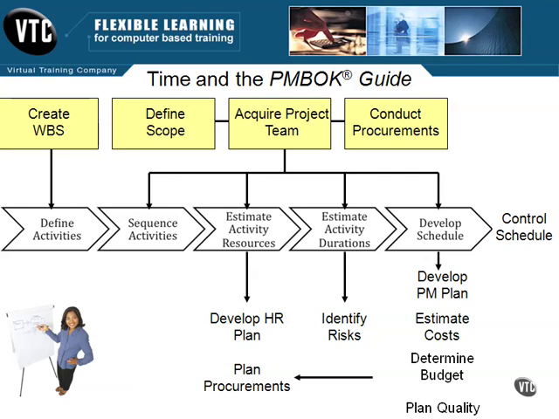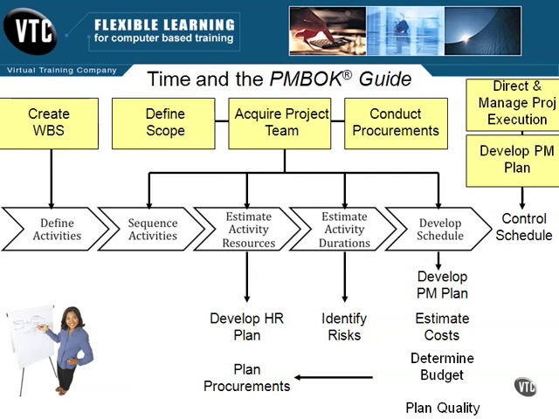But there are two processes that will provide important information to the control schedule process: the direct and manage project execution process and the develop project management plan process. The direct and manage project execution process provides work performance information. This tells us the progress of the project's performance. For instance, it will let us know whether the project is performing on schedule, what milestones have been met, and whether there are any targets that we missed. The develop project management plan process provides the project management plan, which will contain the schedule management plan, so you can see how it's necessary that this exists before we can properly control the schedule.